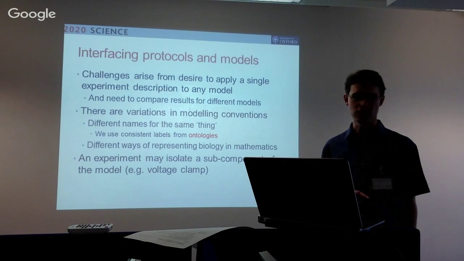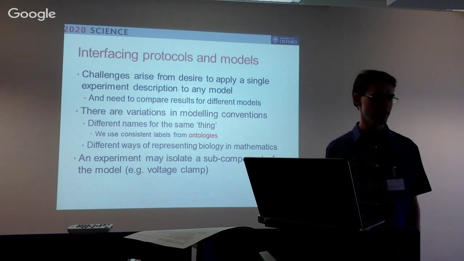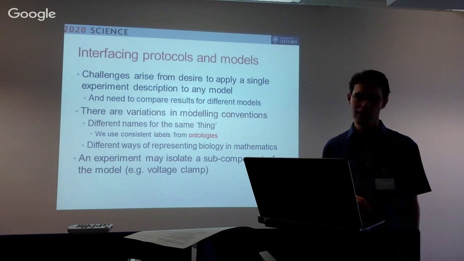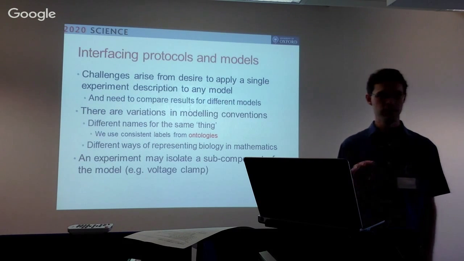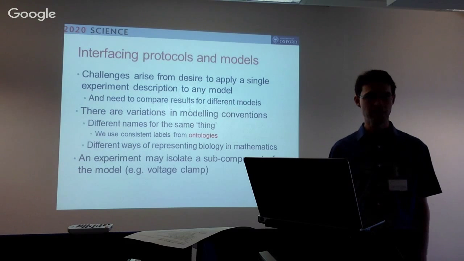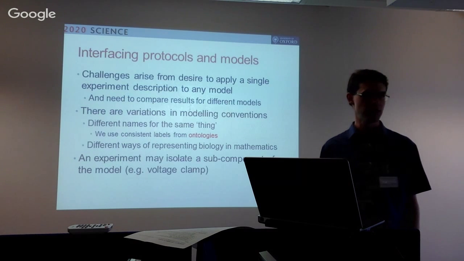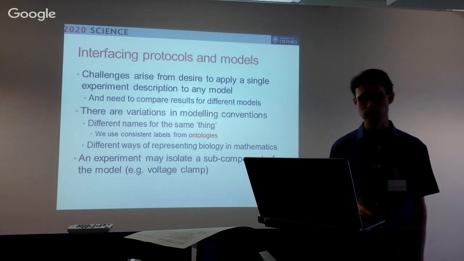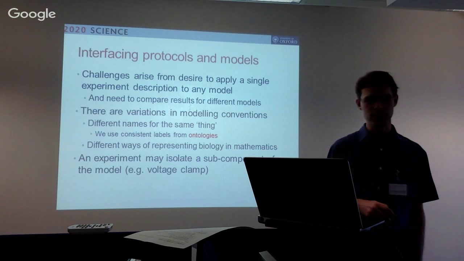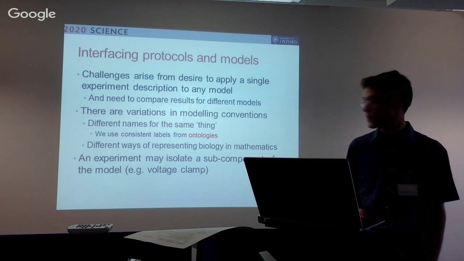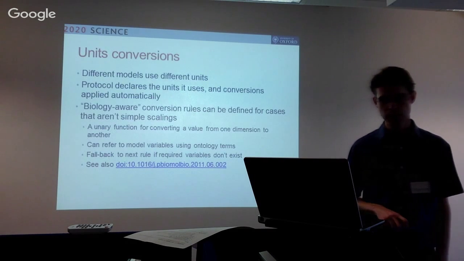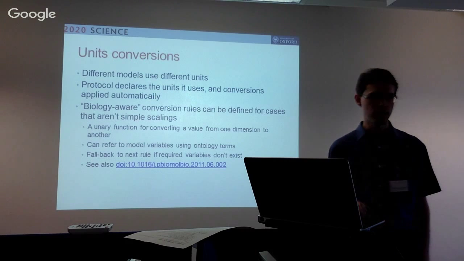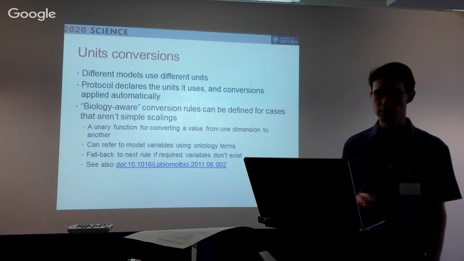There are 3 different conventions for currents. Either it's whole cell current measured in amps, or it's normalized by the membrane capacitance or the membrane surface area. And so you get not just a scaling of units within one dimension, you've got completely different dimensions that you need to convert between. So there's some support for handling that in the system as well, and for isolating subcomponents of the model.